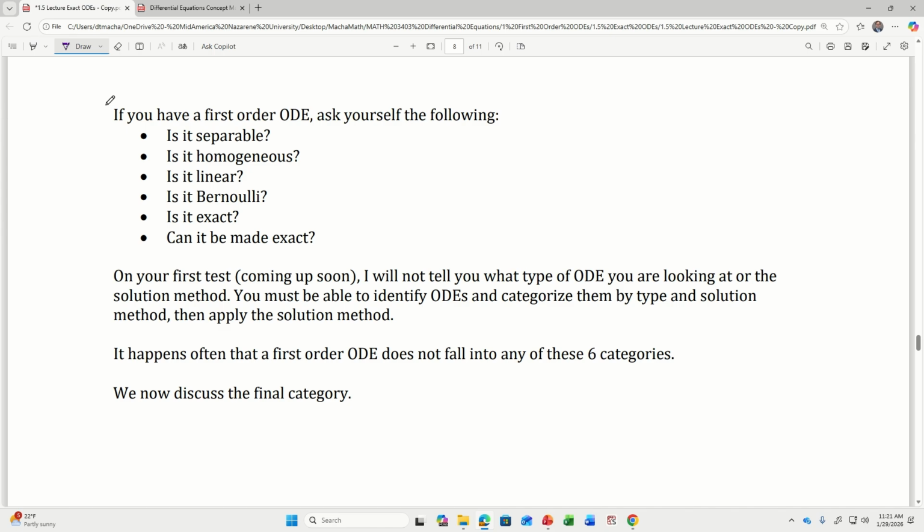So we did some verifying solutions on our first day. Then we also did classifying ODEs. There was a time when we weren't solving ODEs, we were just classifying them based on the adjectives and the vocabulary terms we learned. There'll be a question about classifying ODEs.